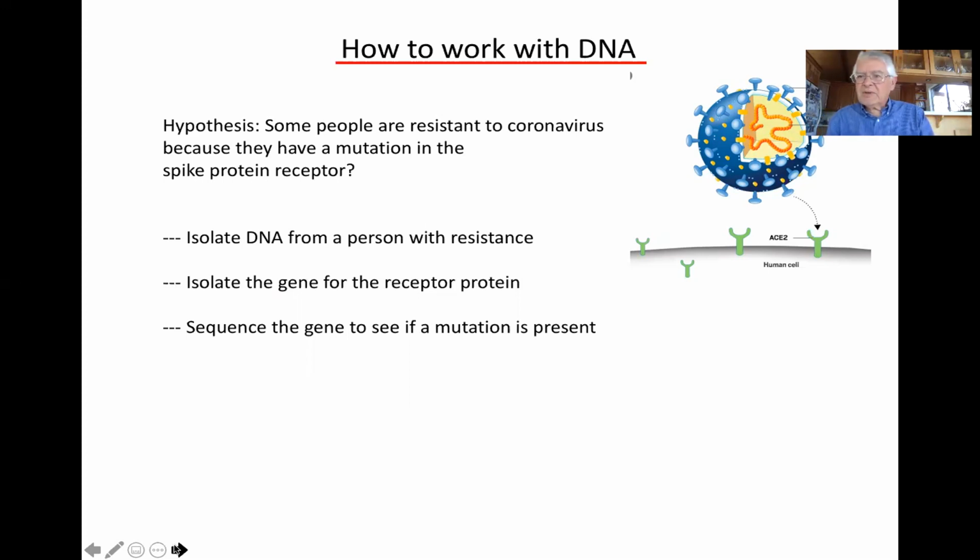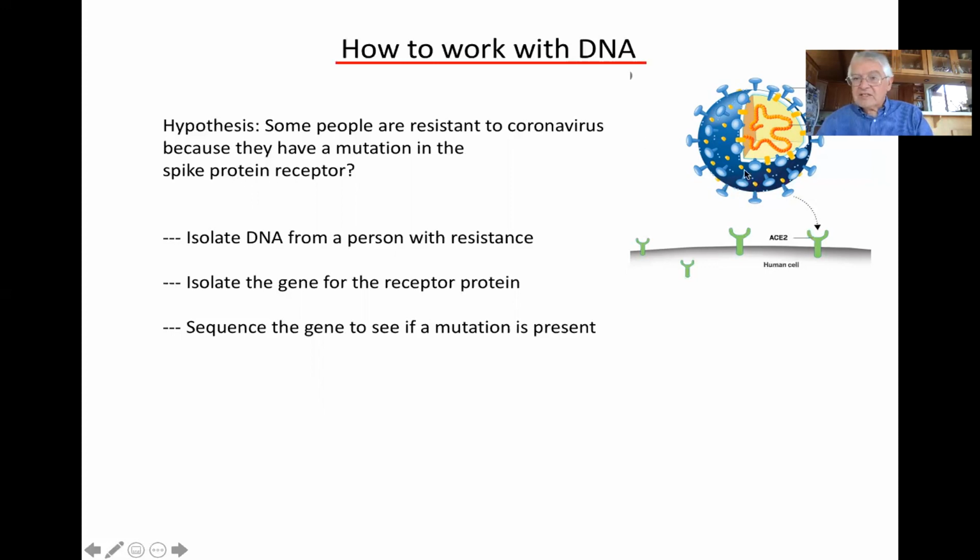So we're going to do a kind of thought experiment. I'm sitting here in my kitchen, and I'm going to show you how you, in your kitchen, could actually do a meaningful experiment with DNA. So let's start with this hypothesis. It is very likely that some people are resistant to the coronavirus that's infecting us because they probably have a mutation in the spike protein receptor.